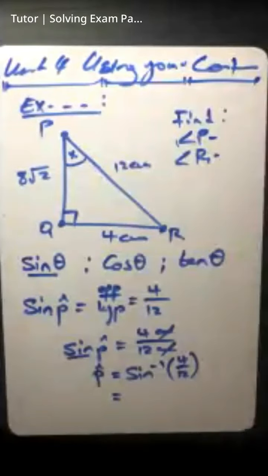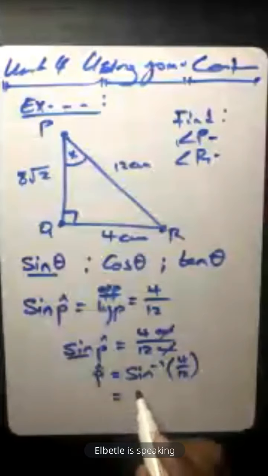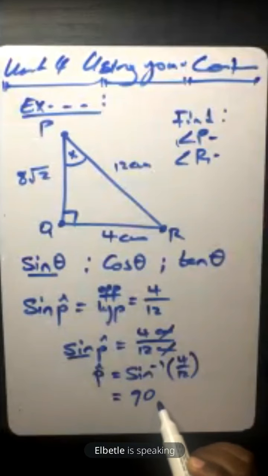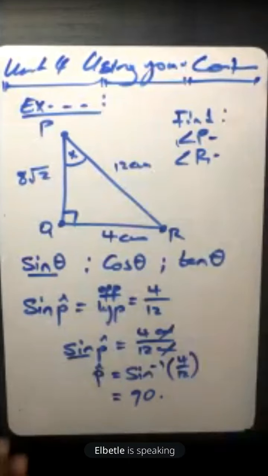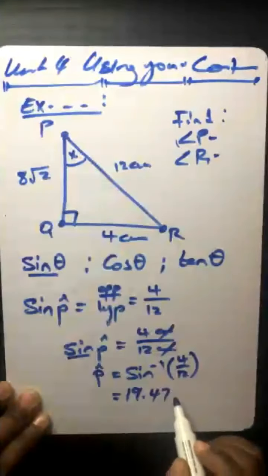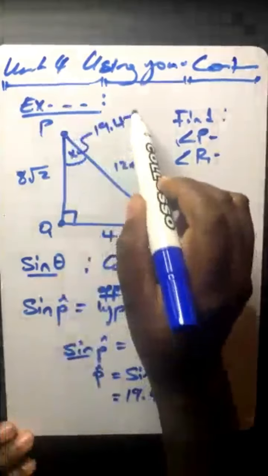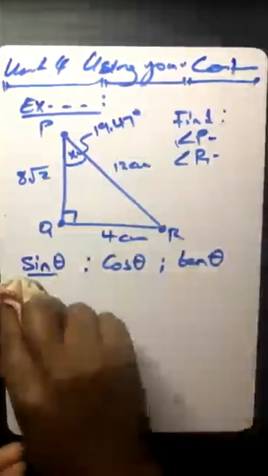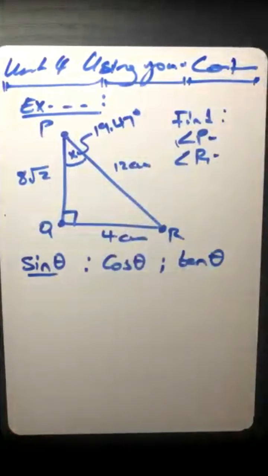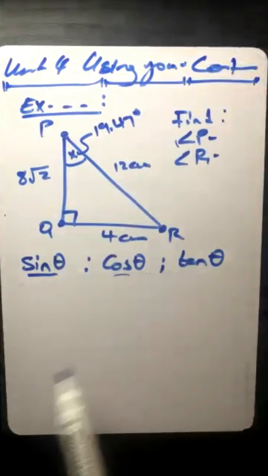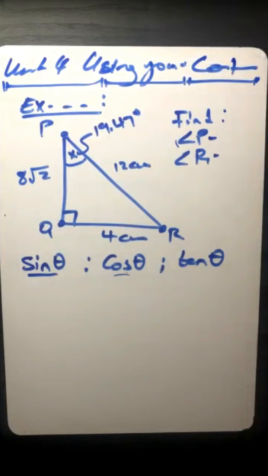So what is that, LB? 19.47. What is it? 19.4719, that is 19.47 degrees. Okay, it's fine. Let's say that angle is 19.47 degrees. So now calculate angle R using any trig ratio but not sine. Maybe let's use cos. Use cos to calculate angle R.